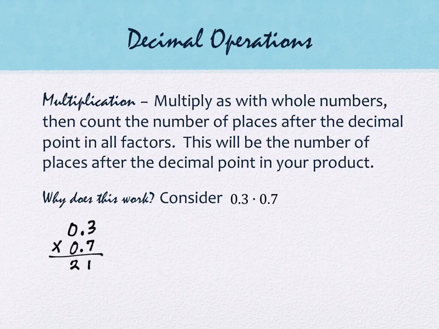But what I do is I count the number of places after the decimal points in the numbers I just multiplied. There's 1, 2. There are 2 numbers occurring after the decimal point in my 2 factors. So my answer needs to represent two numbers after the decimal point. And it would look like this.